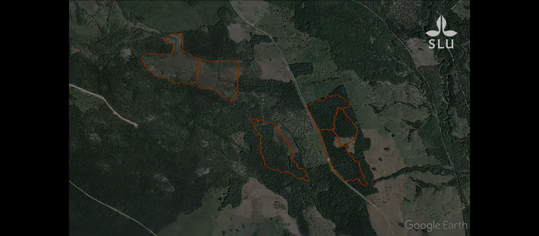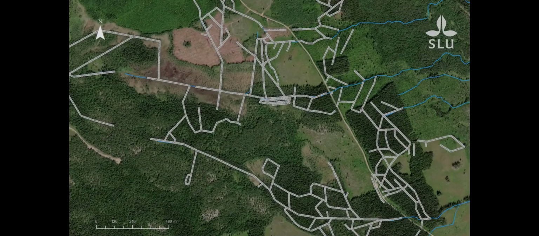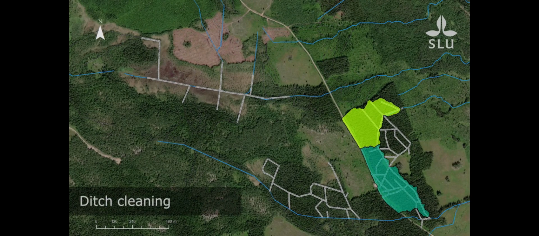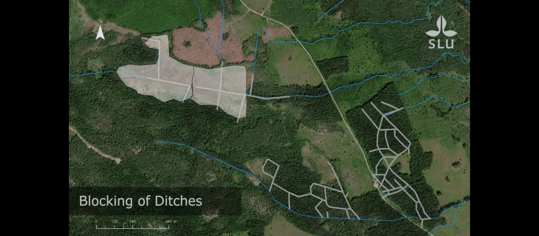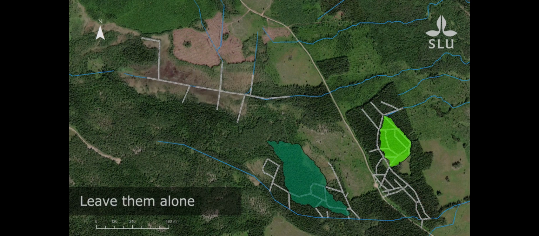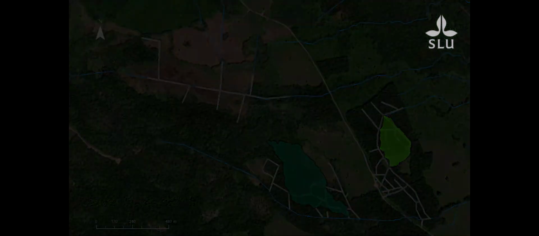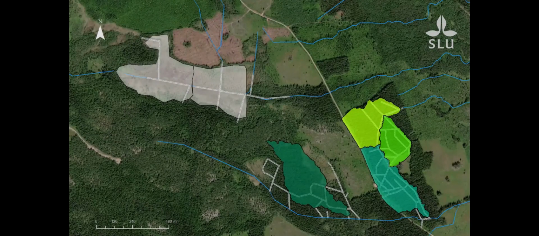A key component of this is testing different options for ditch management, namely ditch cleaning to maintain drainage, blocking of ditches to ecologically restore the wetland, or to just leave them alone. At this site, we have 2 catchments each, about 5 to 10 hectares in size, of these different treatments.